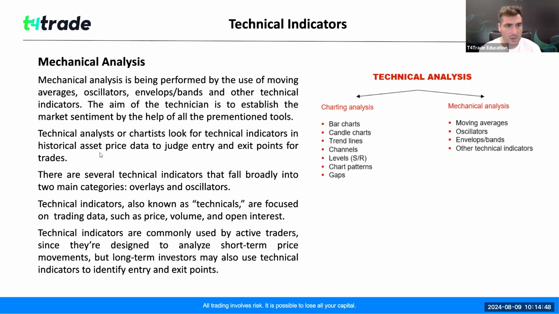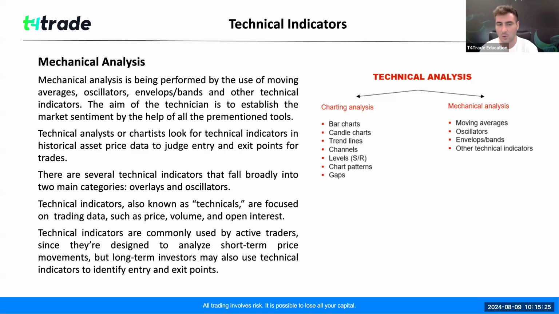by the help of all those pre-mentioned tools. Okay, so technical analysts or chartists look for technical indicators in historical asset price data to judge entry and exit points for trades. At the end of the day, the gist of it is this: we use these technical indicators, and once we observe them and understand them and interpret them correctly, they give us signals on when to enter and when to exit, if you know how to do that. This is what we aim to do throughout the series. Anyways, that's why we use mechanical analysis, more specifically technical indicators.